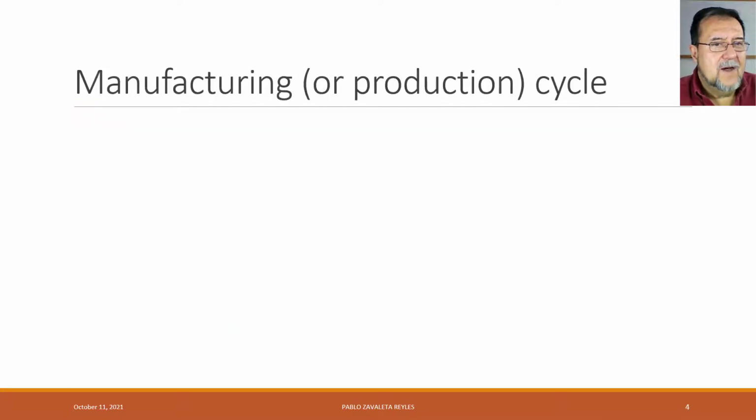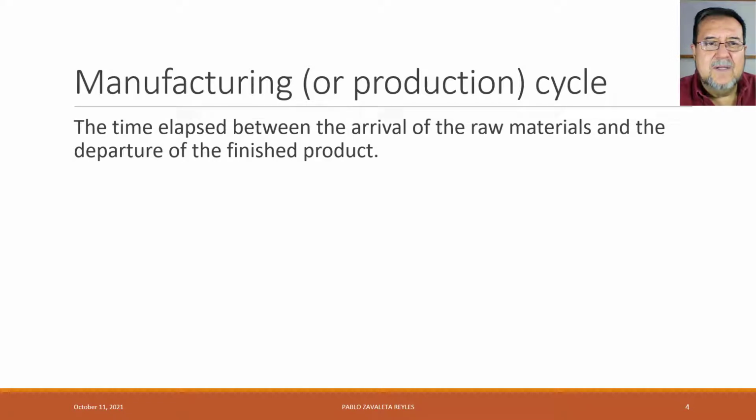Now, how do we define the manufacturing or production cycle? That is the time elapsed between the arrival of the raw materials and the departure of the finished product.